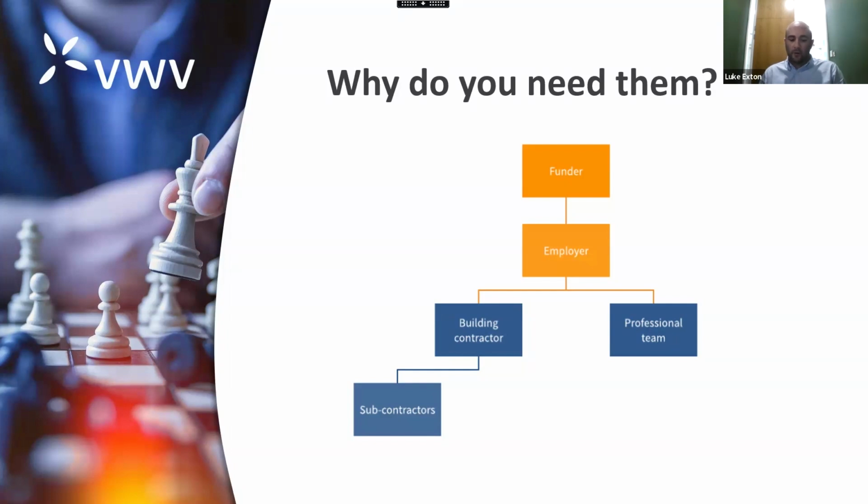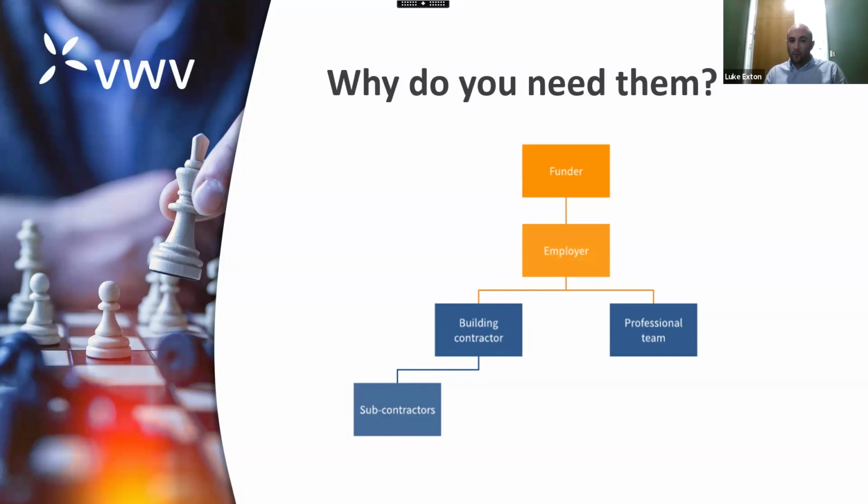On the right there, you can see the professional team. Now, the employer will usually need to appoint many professional consultants to assist them with the design of the works, and you'll be very familiar with the usual consultants, so architects or structural engineers, for example. The line between the employer and the professional team represents a professional appointment, and the form of this appointment can vary from project to project, but usually you come across standard forms. So, for example, architects tend to use the RIBA standard form of professional appointment.